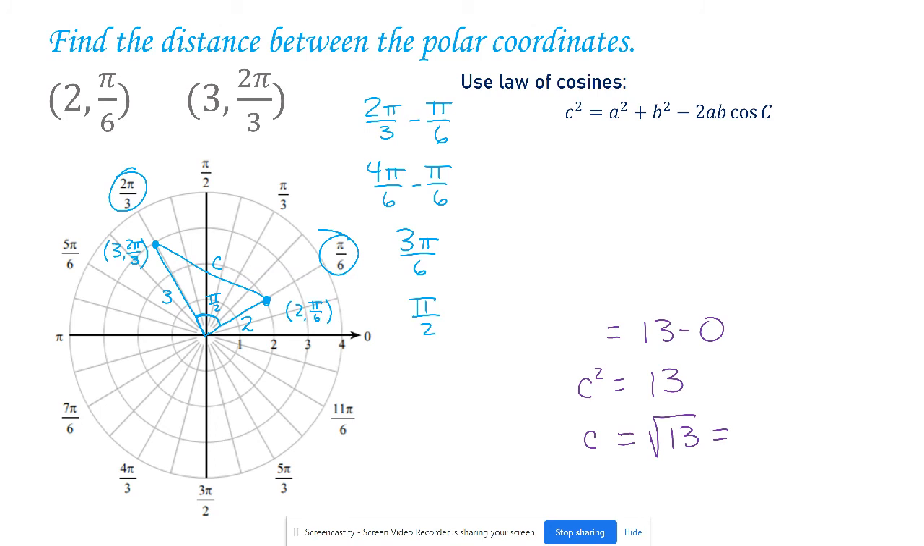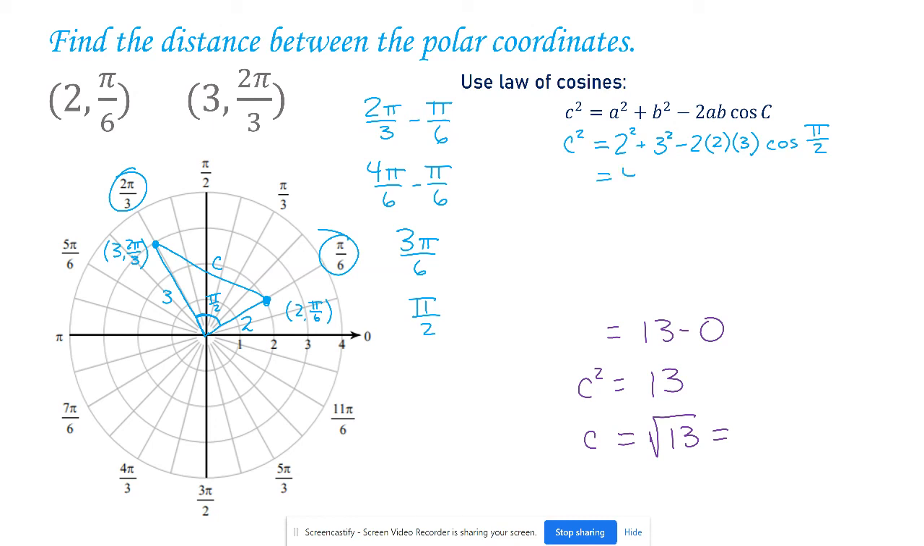So setting up law of cosines, we have c squared, where c is the side that we're looking for, equals a squared plus b squared. a and b would be the two sides that we already know. So 2 squared plus 3 squared. And then we have minus 2 times a times b. So 2 times 2 times 3. And then times the cosine of our angle, which is going to be pi over 2.